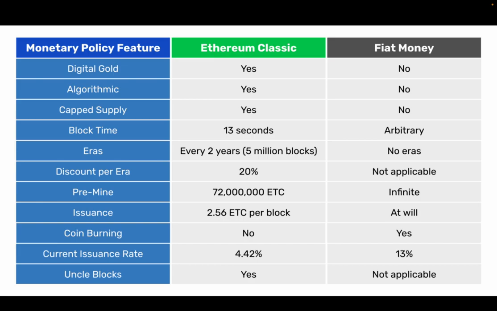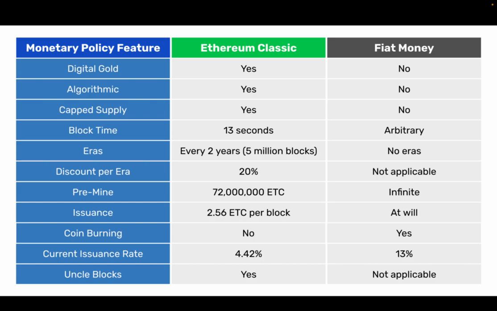Eras in Ethereum Classic: every 2 years or 5 million blocks. Fiat money has no eras. Again, they issue money whenever they wish. Discount per era in Ethereum Classic: each time there is a new era, it discounts to miners the payment of block rewards by 20%. In fiat money, it's not applicable.